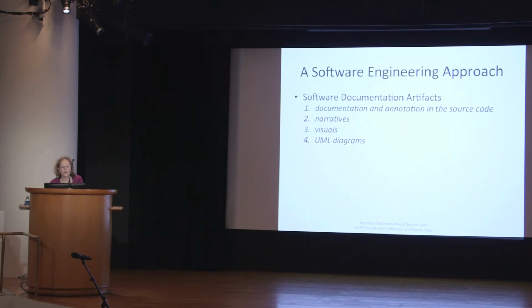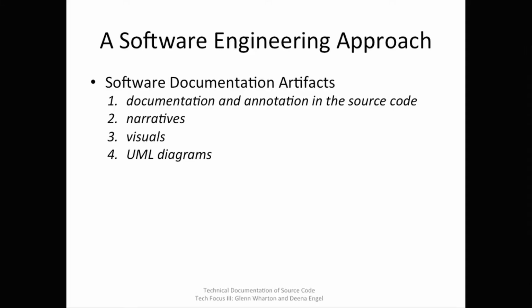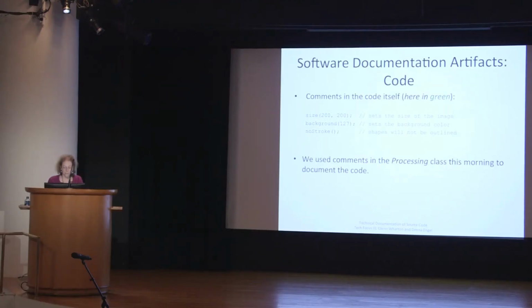In general, in software engineering, there are several approaches because documenting source code is a standard operation in software engineering. We annotate code, as you saw this morning. There may be narratives, which are natural language descriptions, visuals, and we'll take a quick look at UML diagrams.